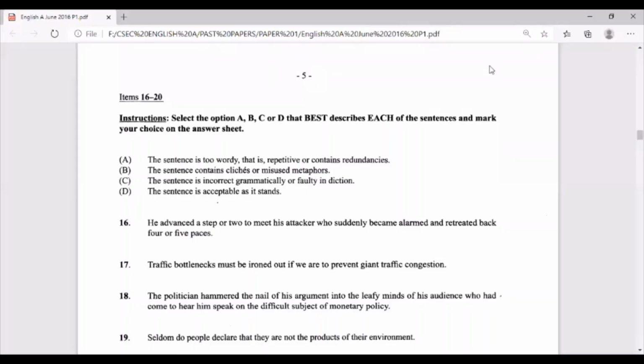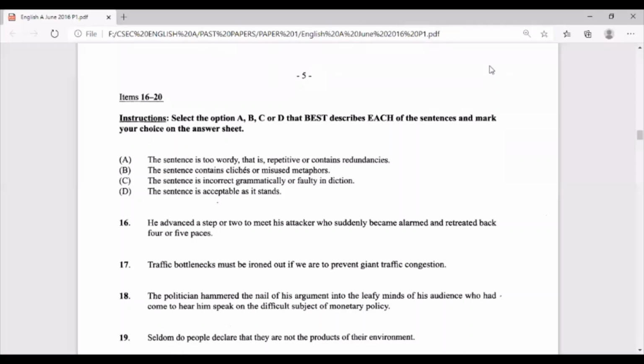All right, we are still on June 2016. We're moving down. We're at items 16 to 20. Again, always read your instructions. So now we're selecting the option A, B, C, or D based on its description of the sentences that follow.